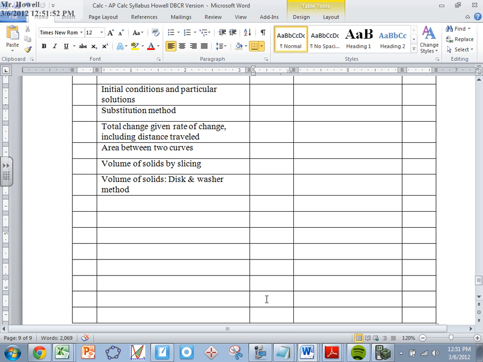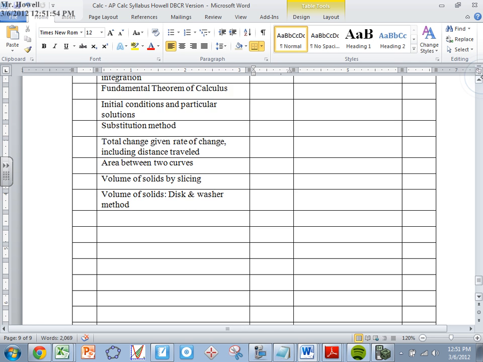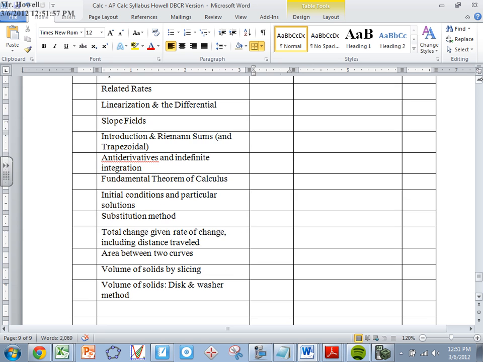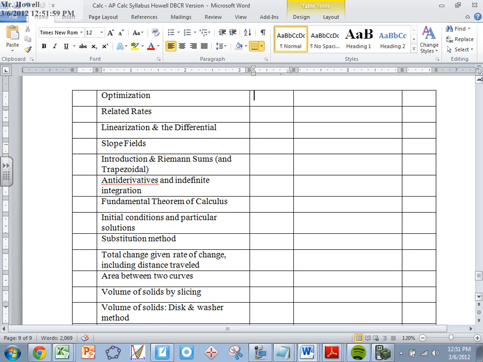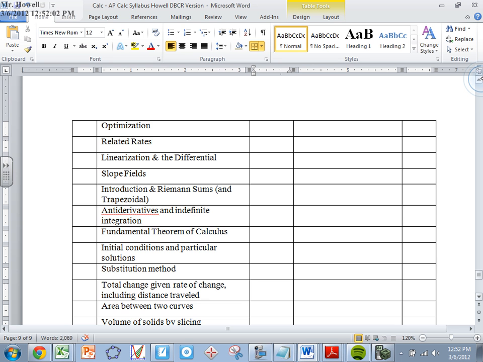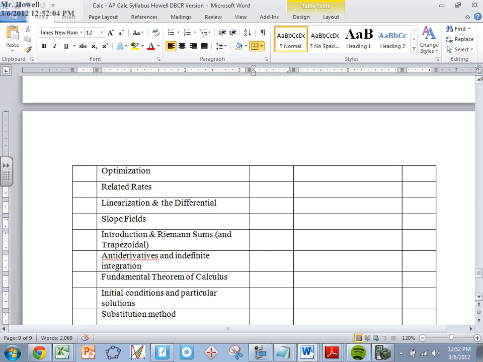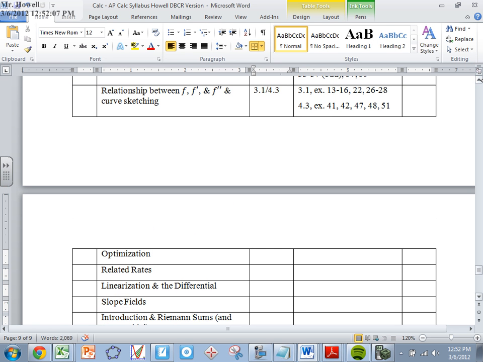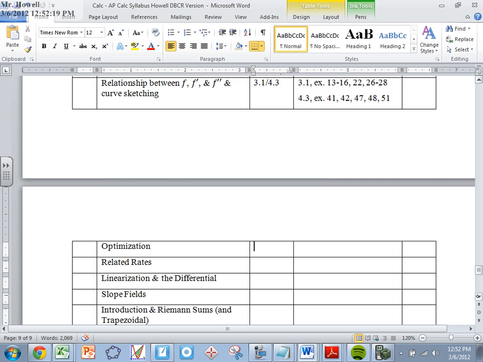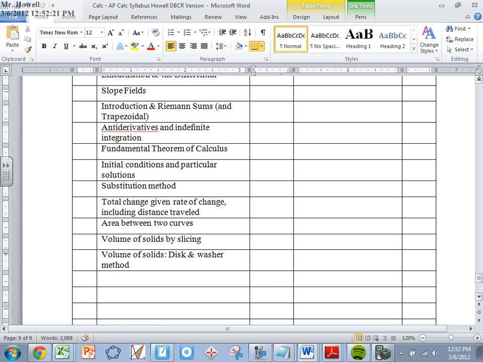By the way, I started writing out all the topics that are left for us, in case you're wondering. We still have to do the second try for curve sketching, and the first and second try for both optimization and related rates. Then linearization and differentials and the slope field. After that, Riemann sums. We quickly looked at trapezoidal, but I'm going to go back and go over that.